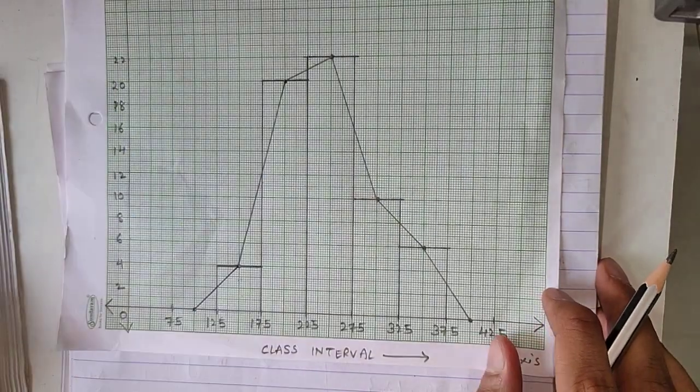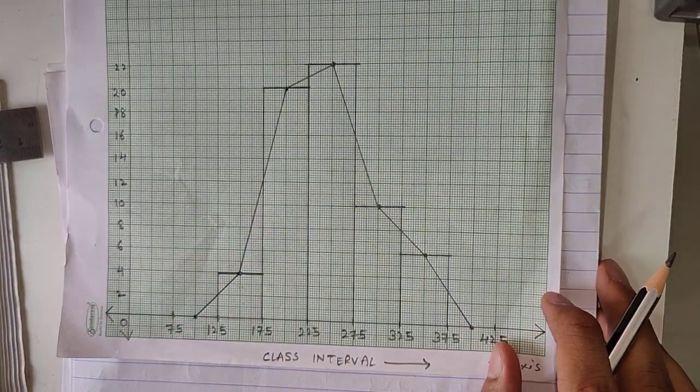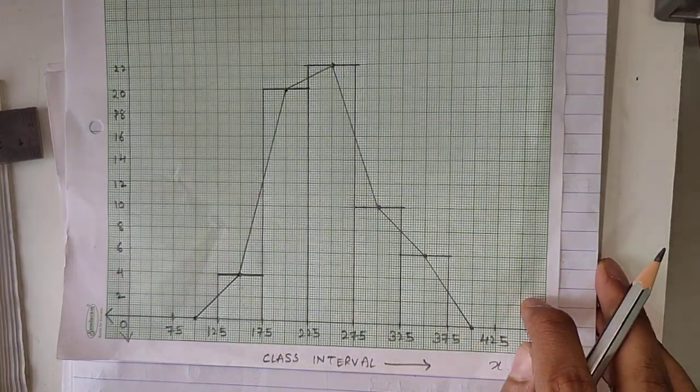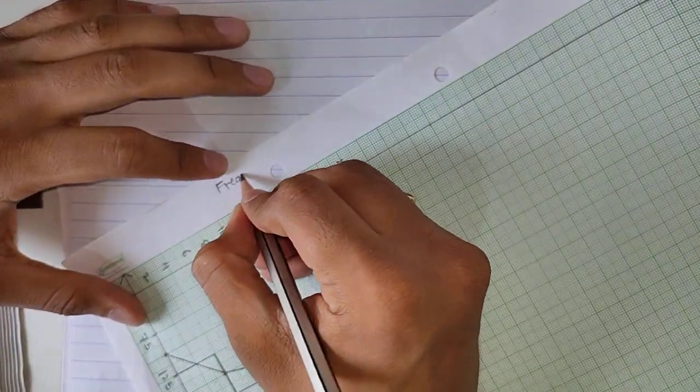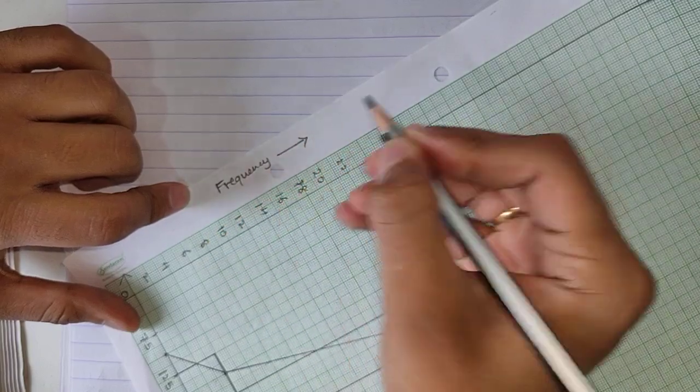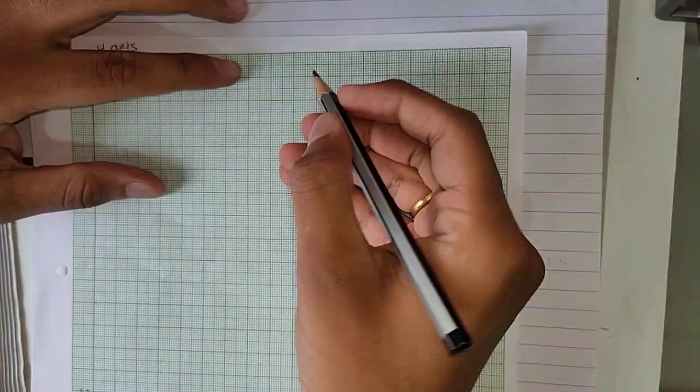So with this we completed our frequency polygon. Now let's write some information here. I have to write frequency. Then I'll write the scale.